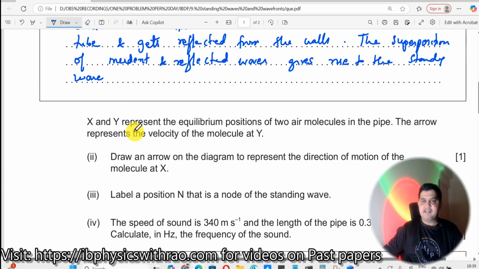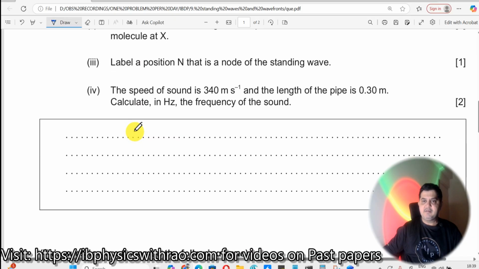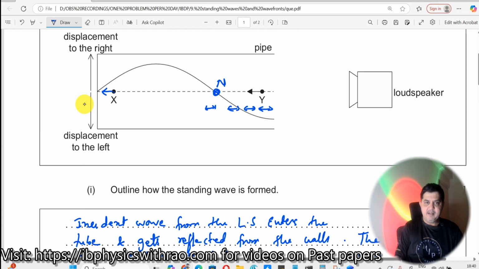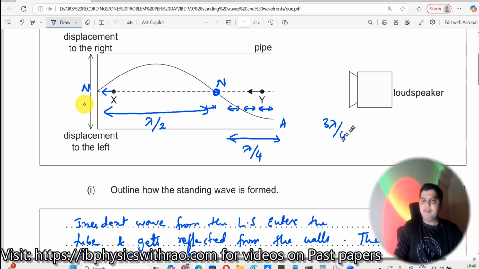Then next, the speed of the wave is 340 meters per second, and the length of the pipe is 0.3 meters. Calculate in hertz the frequency of the wave. Now, if you look at this here, if this is a node, this is also a node, this should be an antinode. The distance between two nodes is given by lambda divided by 2, and the distance between a node and an antinode is given by lambda divided by 4. The total distance starting from here to here will be 3 lambda by 4, which should be equal to the length of the pipe.